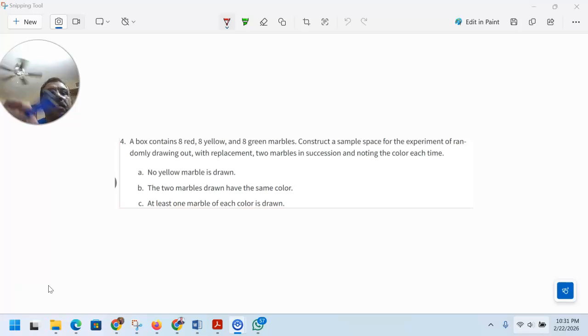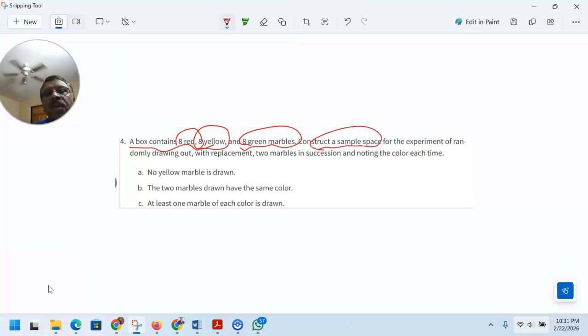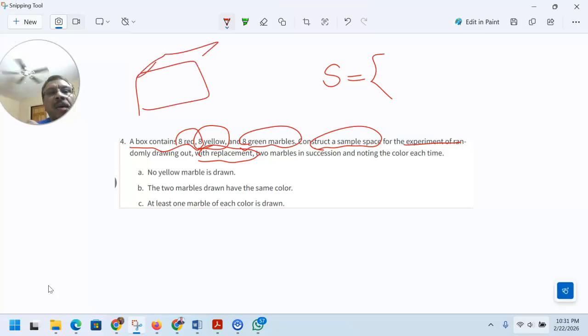Question number 4 says a box contains 8 red, 8 yellow, and 8 green. So what does that mean? We need to construct a sample space, write the sample space for the experiment with replacement. It means if this is the box and they contain those 8 red, 8 green, and 8 yellow, that means altogether 24.